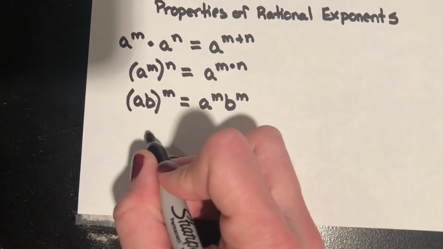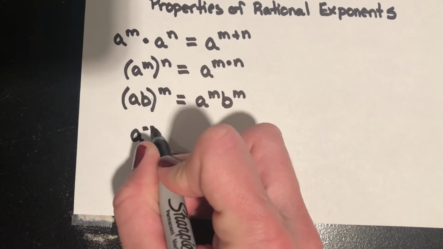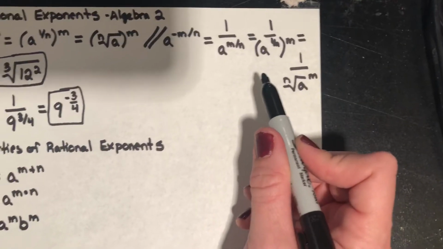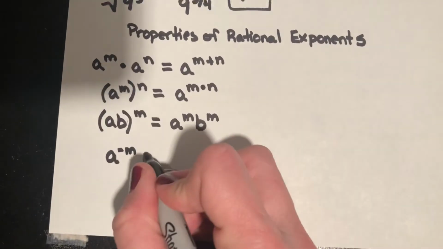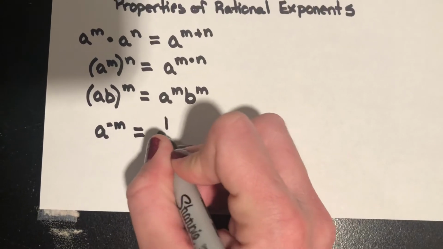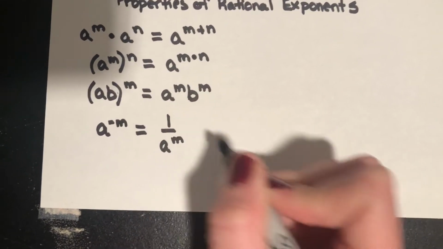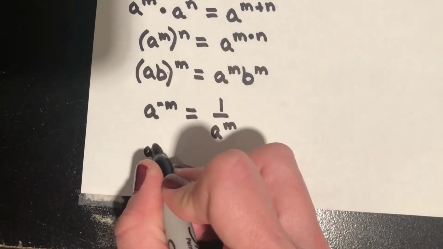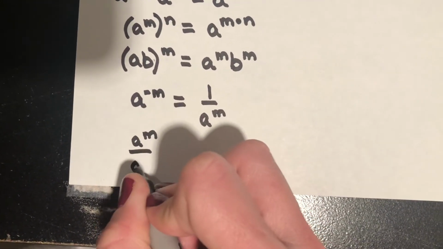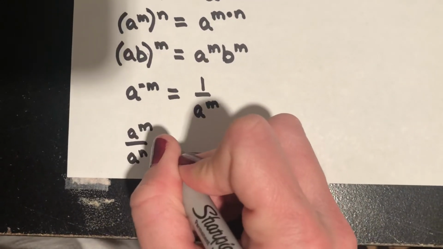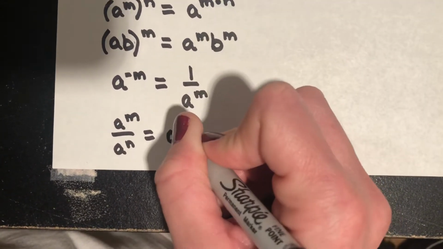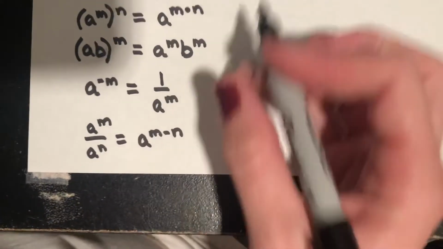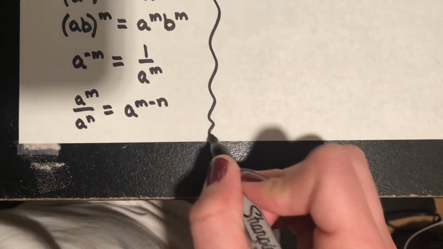All right, our next one is a to the negative m. And we just talked about this up here and over here. So a to the negative m is actually the same thing as 1 over a to the m. And finally, if we have a fraction, a to the m over a to the n, this is going to be the same thing as if we subtract the exponents. So a to the m minus n. Let's look at examples of all of these.